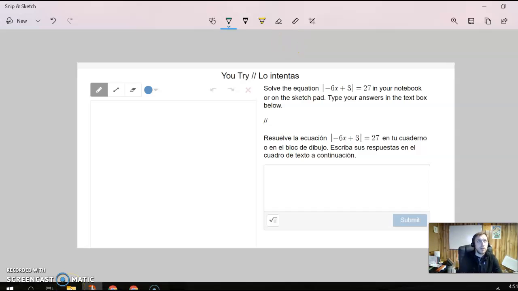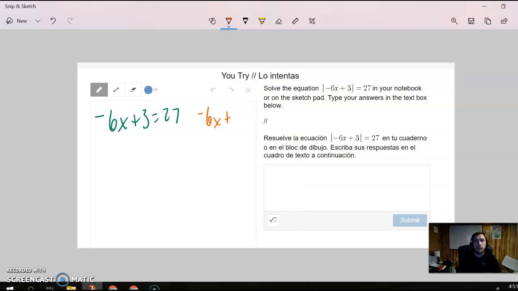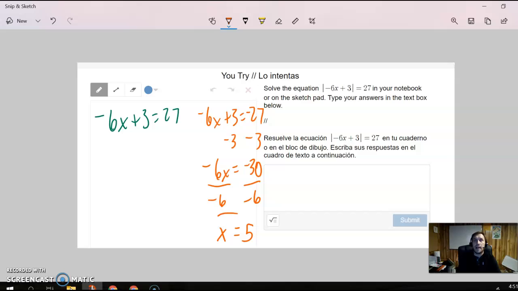It would just be two-step equations now. My first equation will be 6x plus 3 equals 27. And my second equation, I'll do in red, is 6x plus 3 equals negative 27. All right. So let's solve the negative one first. I'm going to subtract 3 from both sides. I get 6x equals negative 30. Divide by 6. Negative 30 divided by 6. In this case, it's negative 5. So x is negative 5 is one of my solutions.